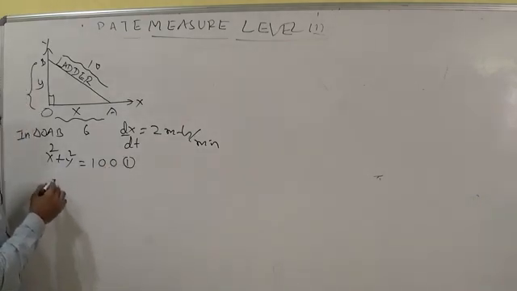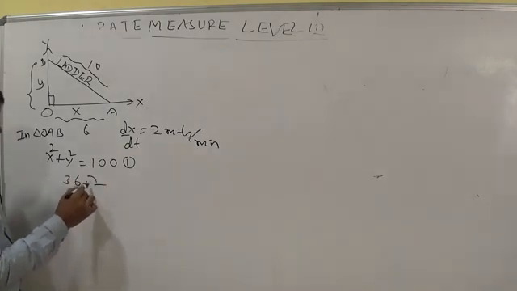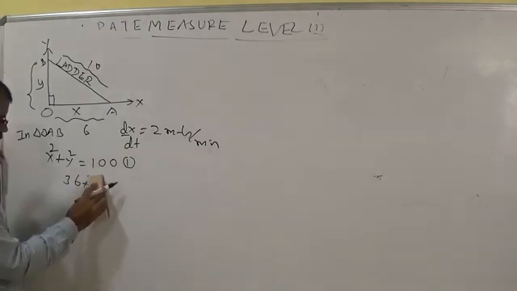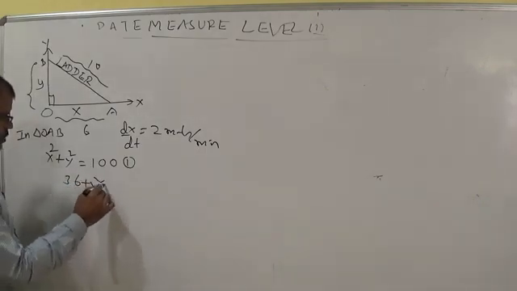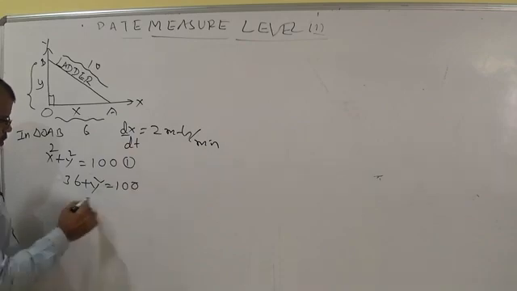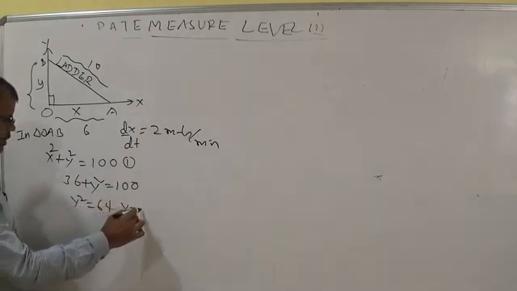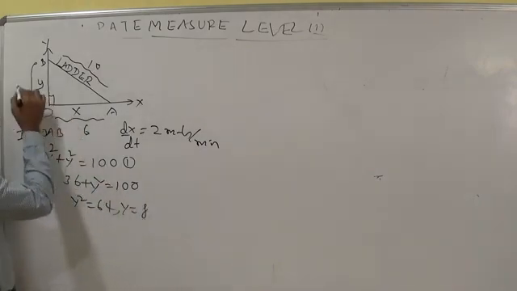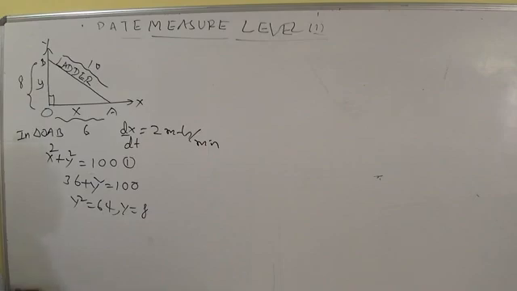Next, x square, already 6 he gave, means it is 36, plus y square we should calculate. 36 plus y square is equal to 100. So y square becomes 64 and y is 8. Here we indicate the length of OB as 8.